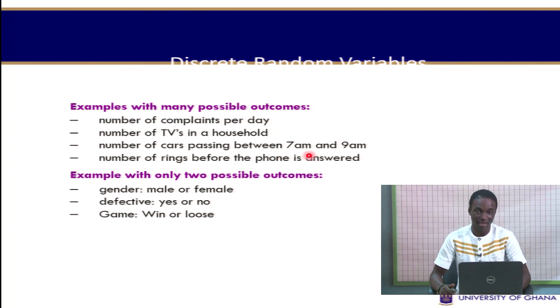and 7 a.m. and 9 a.m. But of course, we can see that there were 1,000 complaints per day. There are about 200 TVs in a household. There are about 500 cars passing between 7 a.m. and 9 a.m. And then of course, we can also have other discrete random variables that have only two possible outcomes: gender, either a male or a female, nothing in between; whether a machine is defective or not; or in a game, whether you win or lose.